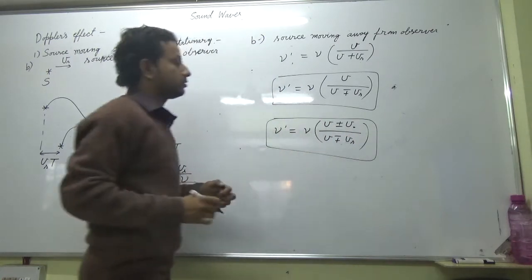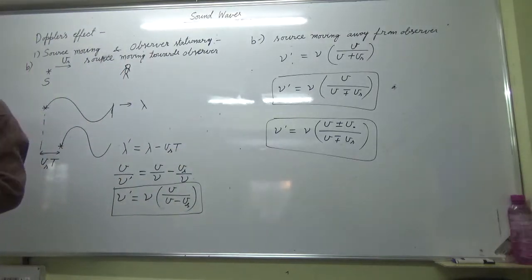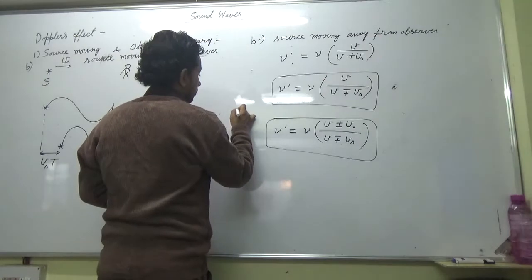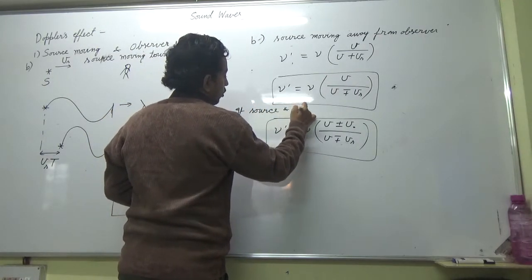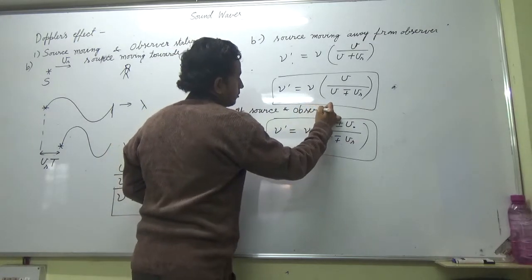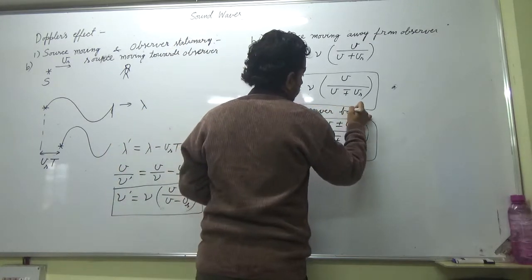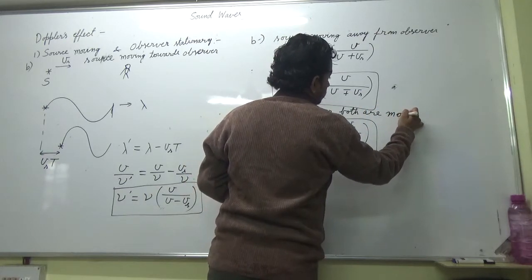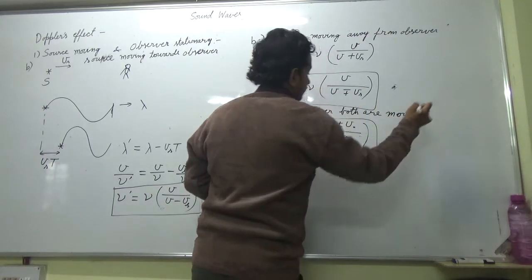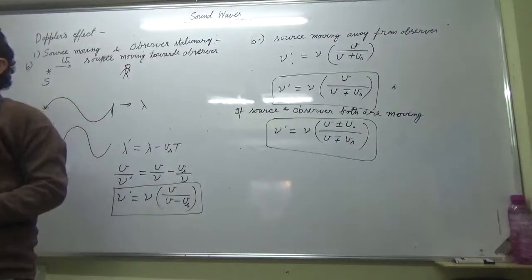We can write like this, observer and source combined. If both source and observer are moving, then we will write like this.